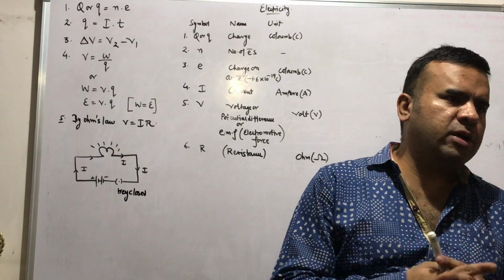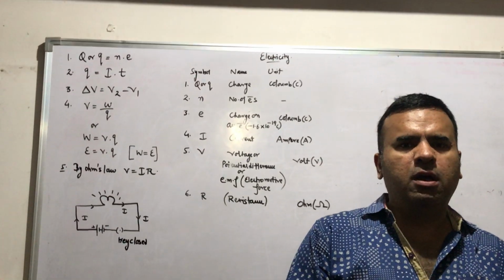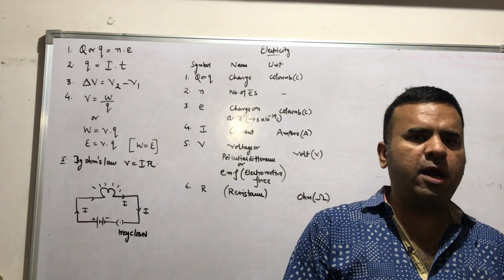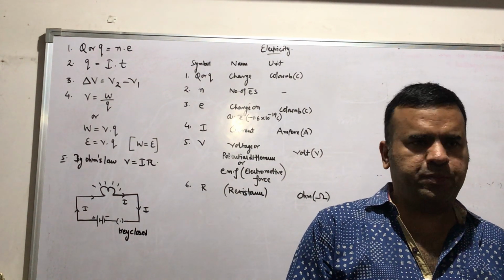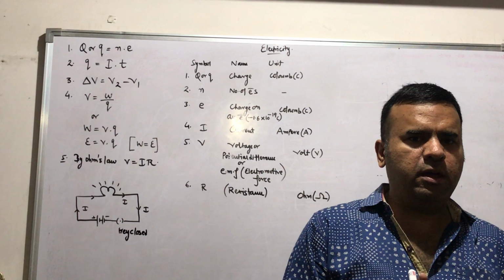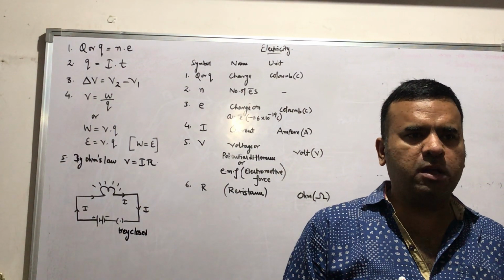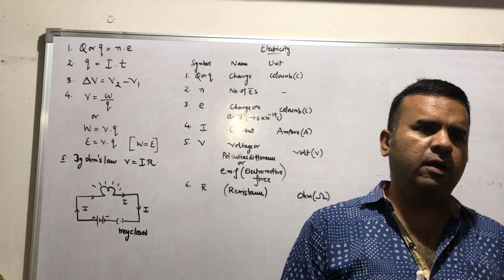What do you mean by electric circuit? First of all, an electric circuit is a closed and continuous path through which electric current can flow, right?